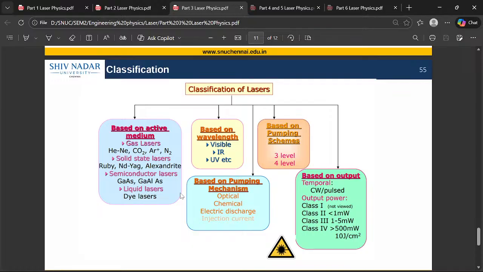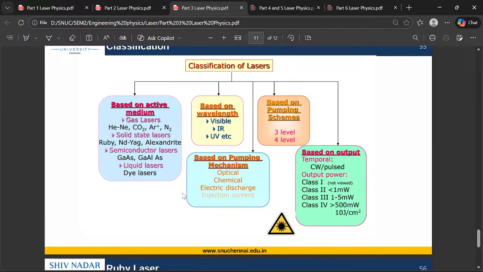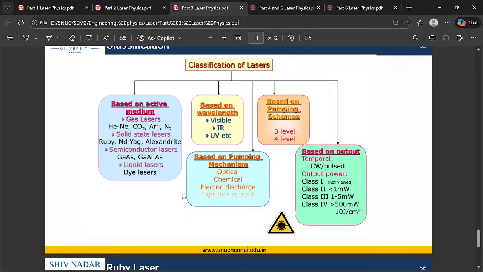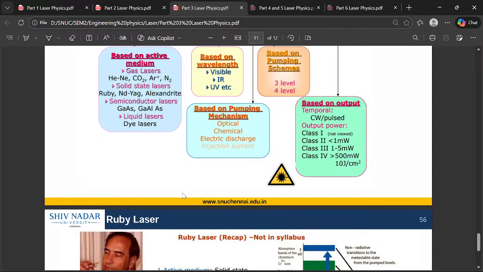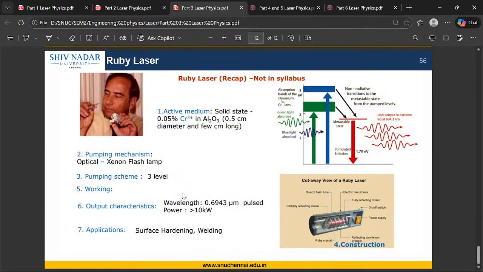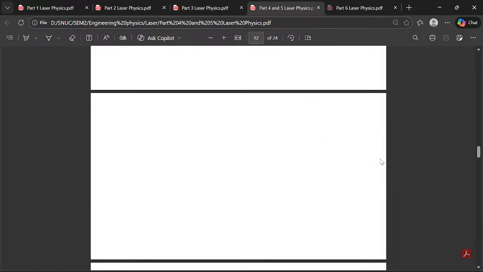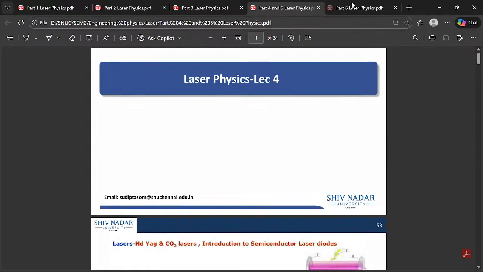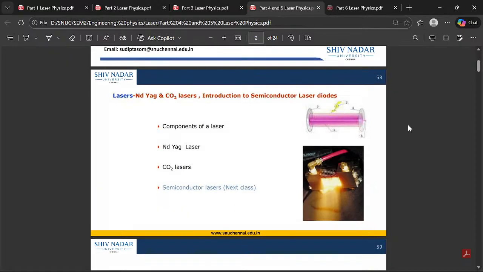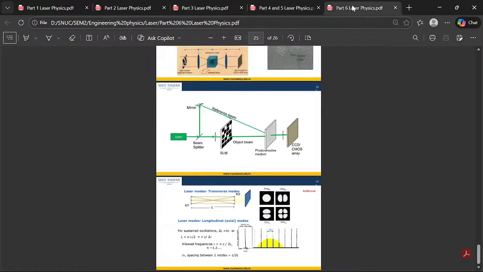So based on pumping scheme that we have seen right now, that is basic, three level pumping scheme and four level pumping scheme. Based on output, it has class 1, 2, 3, 4. We don't have that. Okay. Let's go to part 4 and part 5 of laser. This basically tells about the types of laser and how it works.